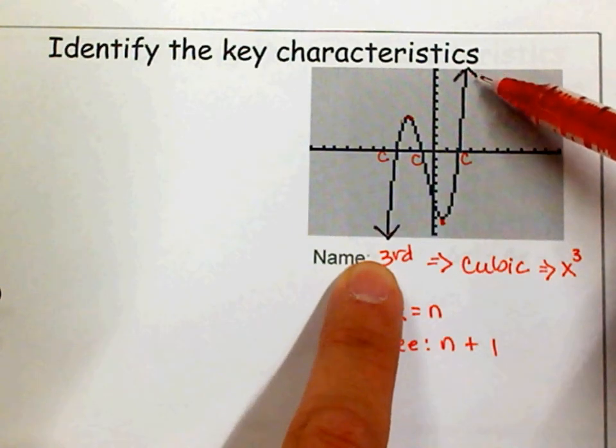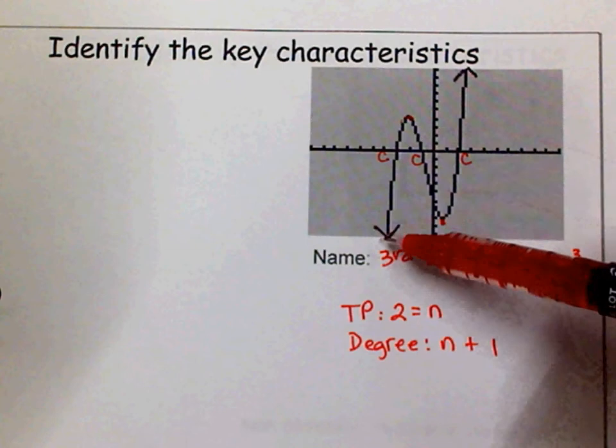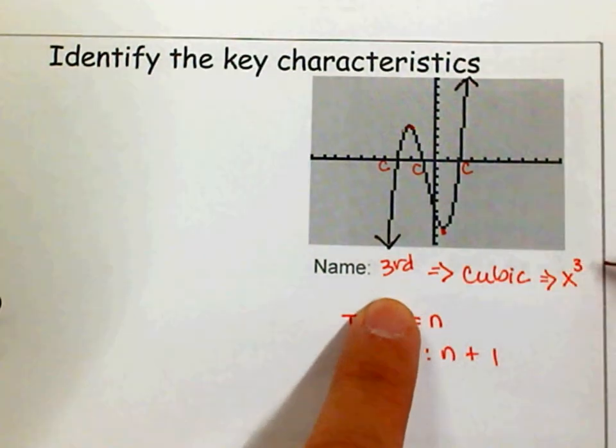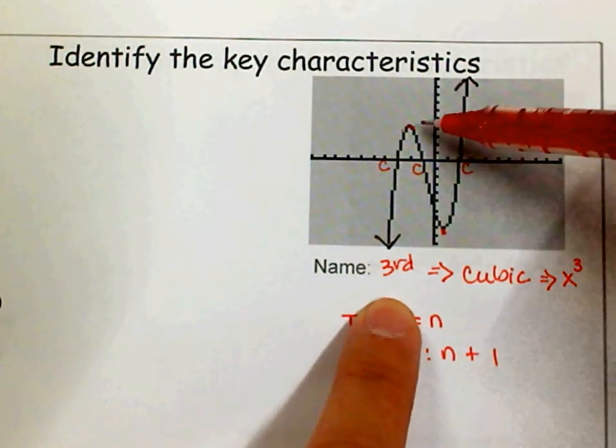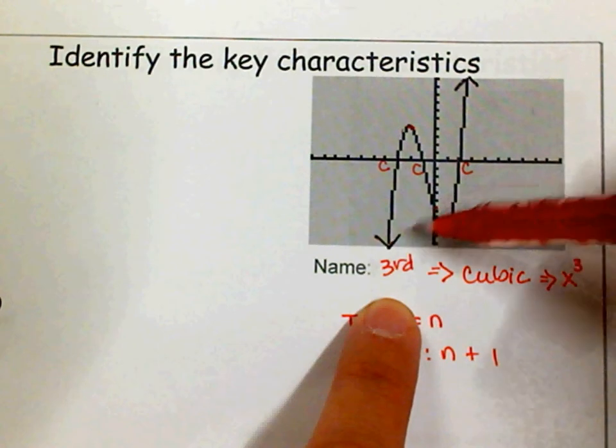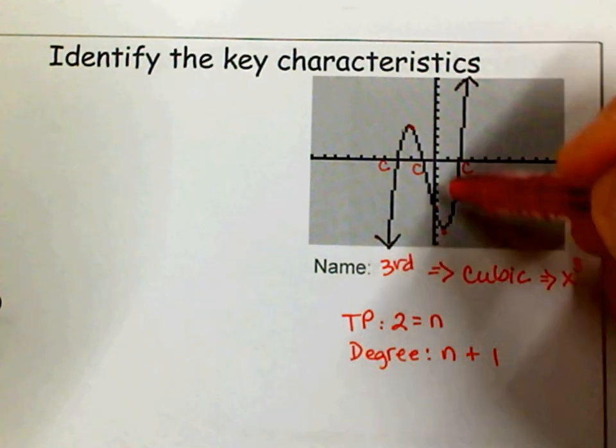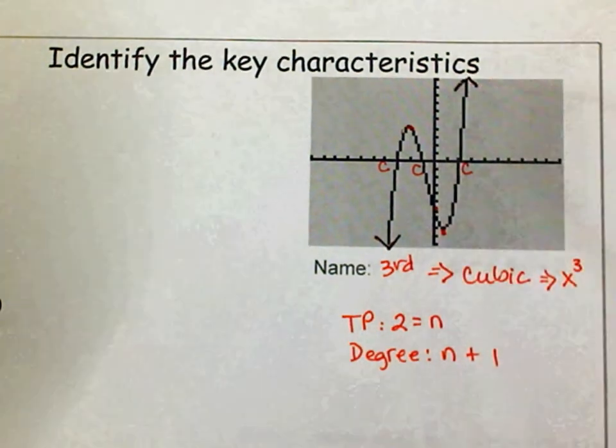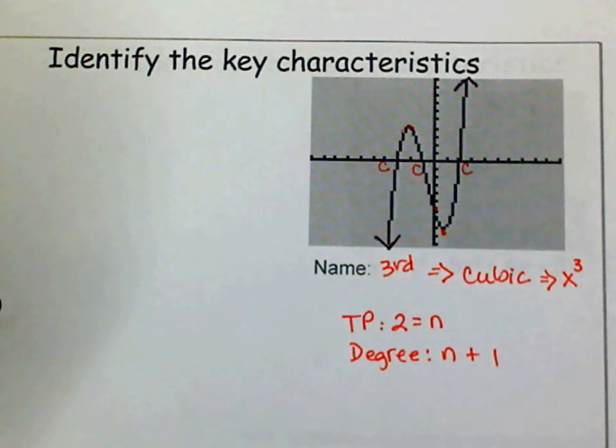You see how they're going opposite direction? Your end behaviors, it's not pointing in the same direction. So that tells you it's got to be an odd power. And you got 2 turns. 1, 2. So think of it like 1, 2, 3. So it's a cubic function.